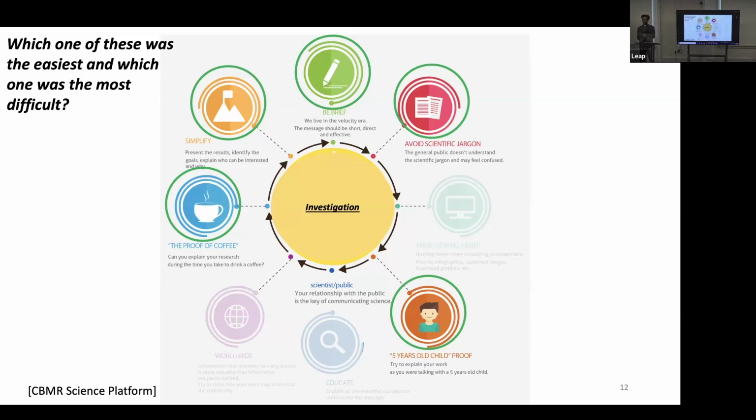Anybody else want to have thoughts? And to the point of jargon, we're going to go over an activity later that will help get at that exact thing. Other thoughts? Okay, cool. So we can move on to the next part of this.